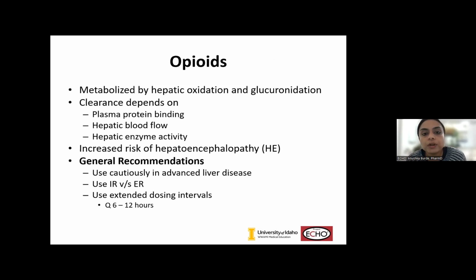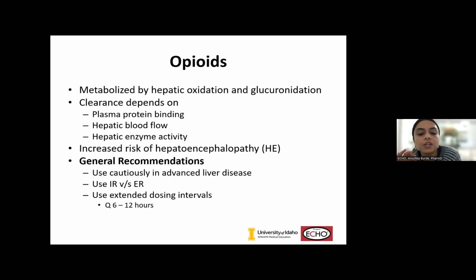Now let's move on to opioids, which we see quite often in practice. Just to remind you, opioids are metabolized by the two pathways, phase 1 and phase 2. Phase 1, if you remember, is the oxidation, and phase 2 is the addition of molecules such as glucuronic acid. So opioids are cleared depending on the levels of plasma proteins, hepatic blood flow, and hepatic enzyme activity. In the setting of cirrhosis, as I mentioned before, a lot of these factors are messed up, which is why the excretion of opioids is also pretty low.